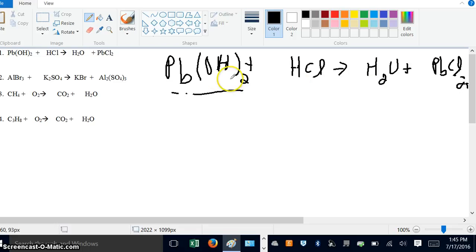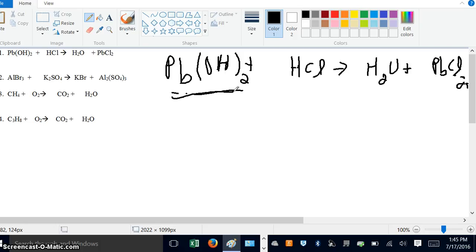Notice the hydroxide does not survive on both sides, right? There's the hydroxide. So we don't balance the hydroxide, it's going to break up. All right, so to balance this, we're going to start with the most complicated molecule, or compound, I guess, the lead 2 hydroxide. So the lead looks good, right? There's one lead and there's one lead on the other side.